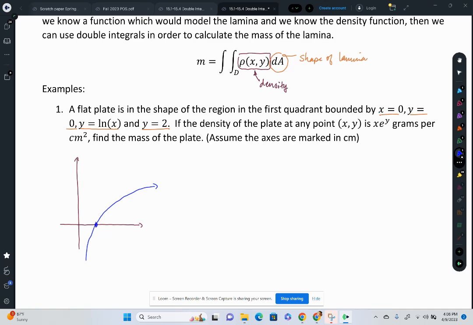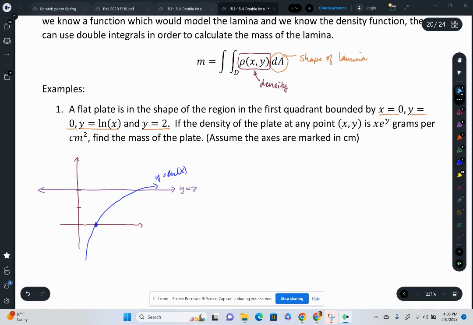And then we have the line y equals 2, a horizontal line going through y equals 2, and I can draw that as well. There we go. So there's y equals 2, we have our y equals ln of x, and then we have the y-axis and the x-axis. So here's our shape. This is the region, our big D. That's the shape of our lamina.